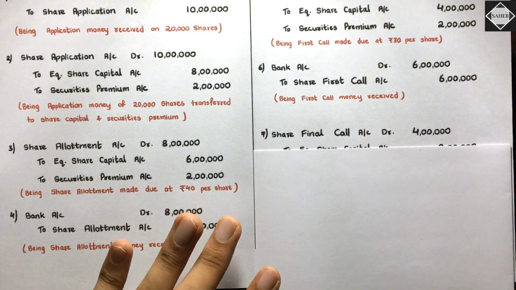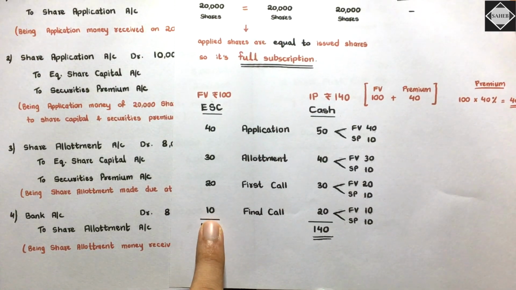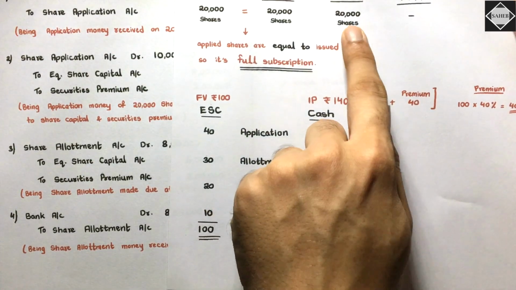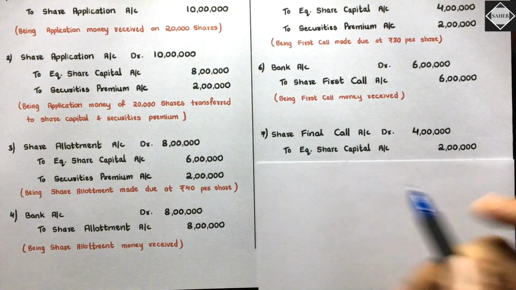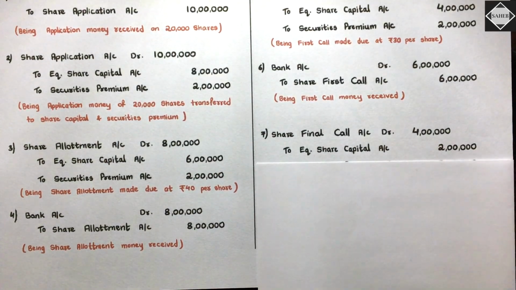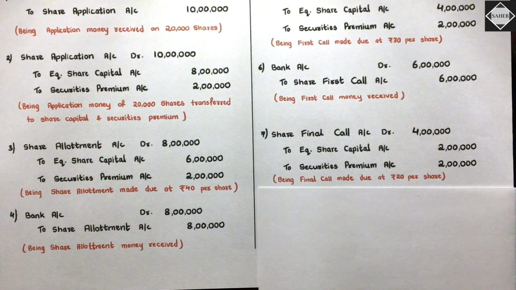So properly you have to see this. In equity share capital, what will go? In equity share capital, 20,000 shares, only the face value part of the final call will go. 10 rupees. 20,000 into 10 rupees is equal to 2 lakh. So 2 lakh will go in equity share capital and the remaining 2 lakh will go to securities premium. Fine. This is how you will make the share final call due.